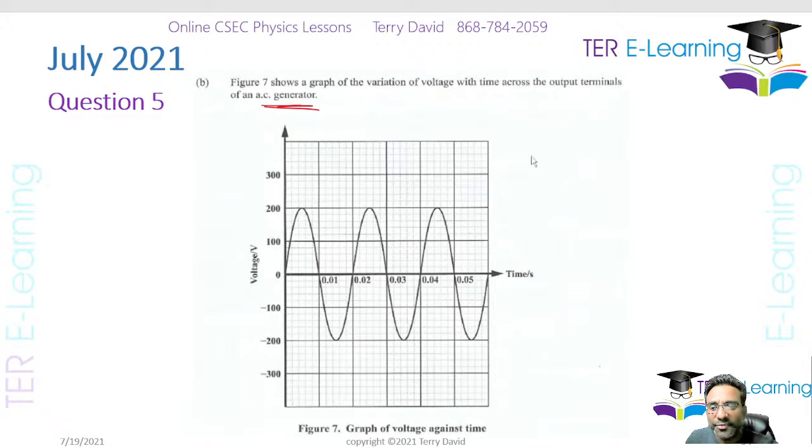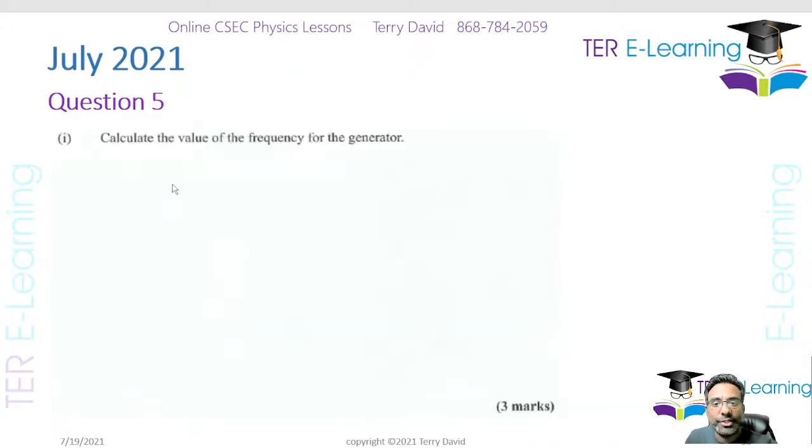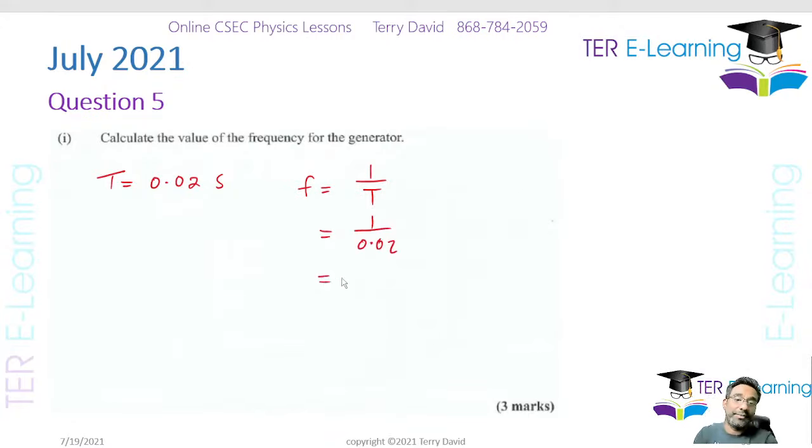In order to calculate your frequency, you need to first find the period. Your period is from this point here to this point here. So your period T for this oscillation is 0.02 seconds. You got that from the graph. That's the first thing you need to do. Then you want to calculate the frequency. Your frequency formula is 1 over T, so this is 1 over 0.02. You're going to use the calculator for that. You're going to get 50 hertz. So that's my answer there.